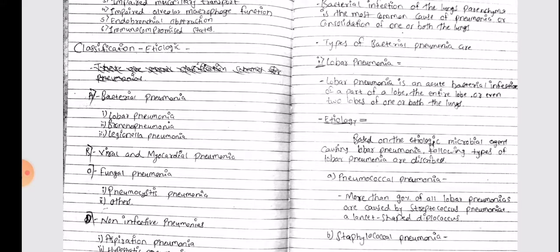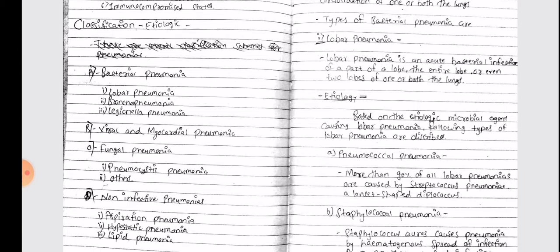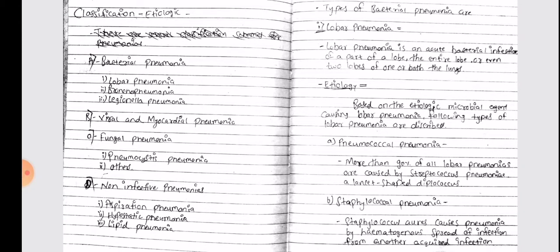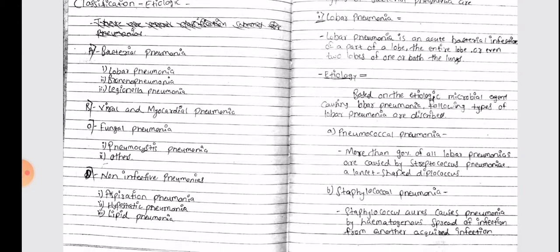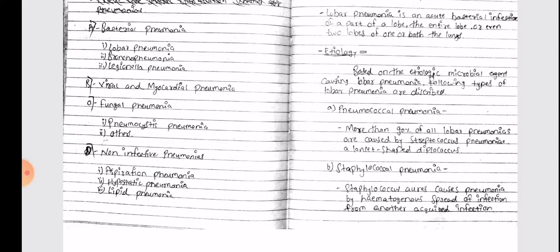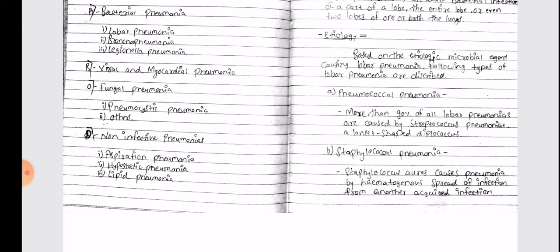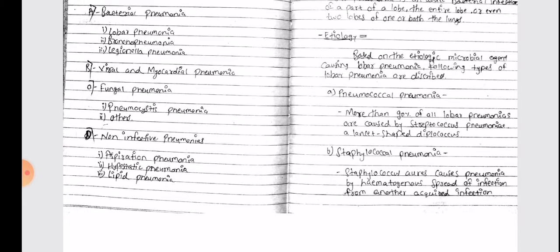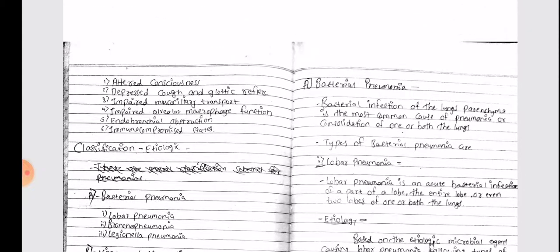Classification: etiologic: bacterial pneumonia, lobar pneumonia, bronchopneumonia, legionella pneumonia, viral and mycoplasmal pneumonia, fungal pneumonia, which is further divided into pneumocystis pneumonia and others; non-infective pneumonias: aspiration pneumonia, hypostatic pneumonia, and lipid pneumonia.